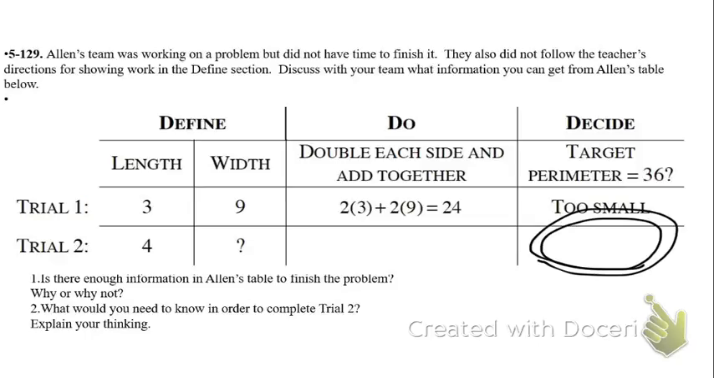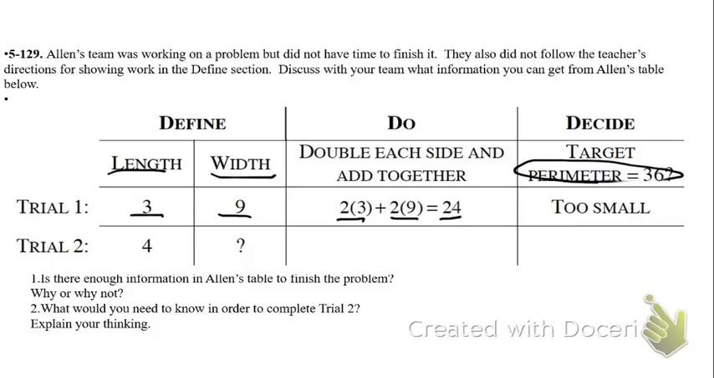First off, I'm noticing a few things. So first we're talking about length and width. Now they said with length and width we're going to double each side. So I see 3 and 9. 2 times 3, 2 times 9. That equaled 24. It looks like our target perimeter is 36. They had a 24, so that was too small.